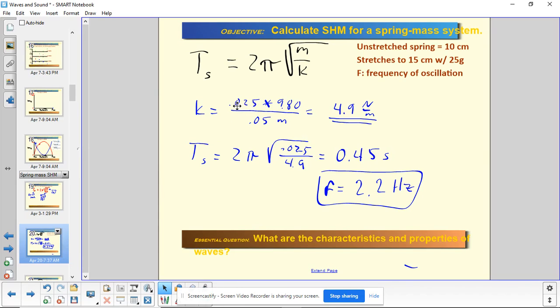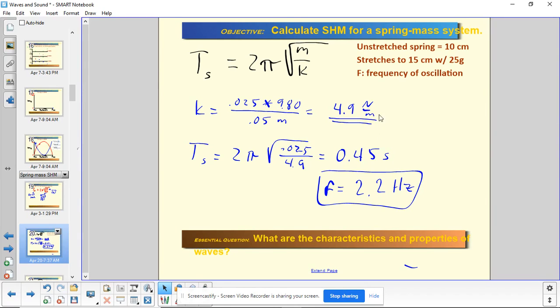Spring constant is 0.025 kilograms, that's the 25 gram mass, times 9.8, because we're trying to find the weight of that mass in newtons. So the weight equation, mass times acceleration due to gravity, gives us the weight in newtons. And the length of extension will be 0.05 meters. That's 5 centimeters. Divide it all out, we get 4.9 newtons per meter. So that means our spring constant for this particular problem is 4.9 newtons per meter.